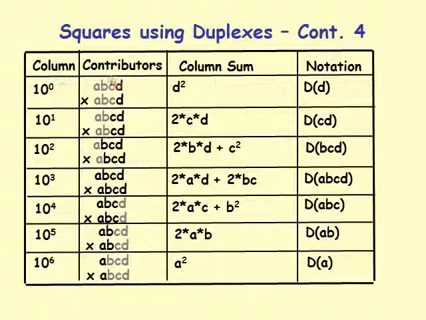When it is one column, DD vertically, D squared. When it's two columns and crosswise, 2CD. And here this is crosswise, 2BD, and vertically C squared. Here's crosswise 2AD and crosswise 2BC. Here's a crosswise 2AC and here's vertically B squared. Here's the crosswise AB, that's 2AB. Here's a vertical A squared. Let's continue.